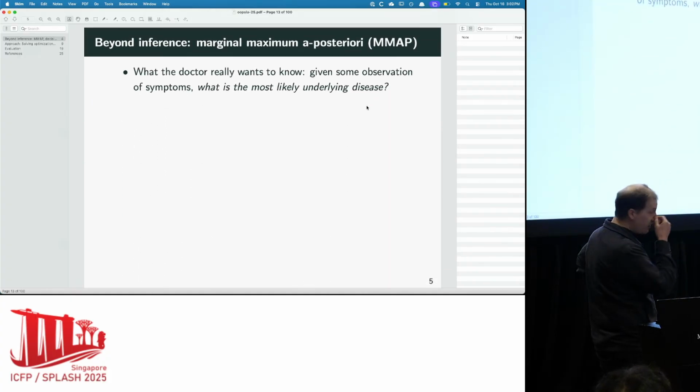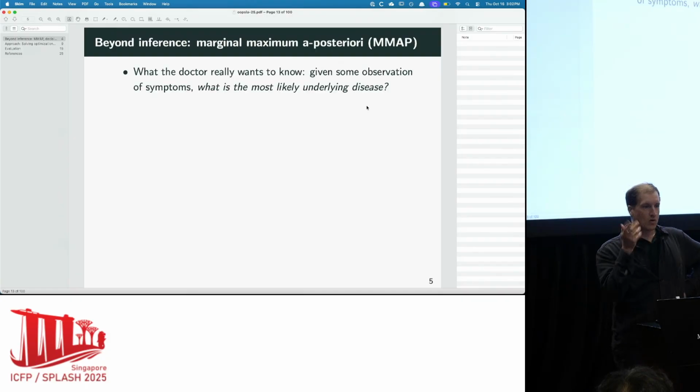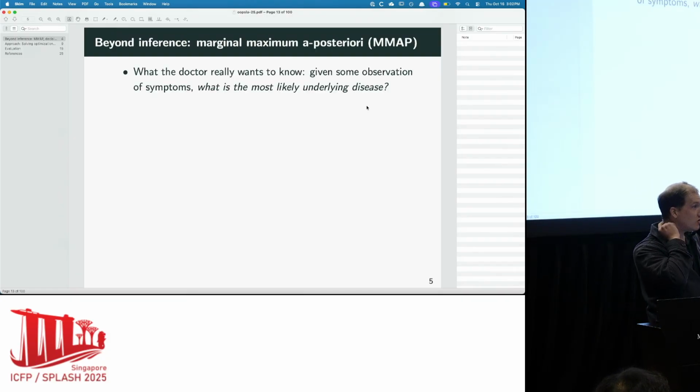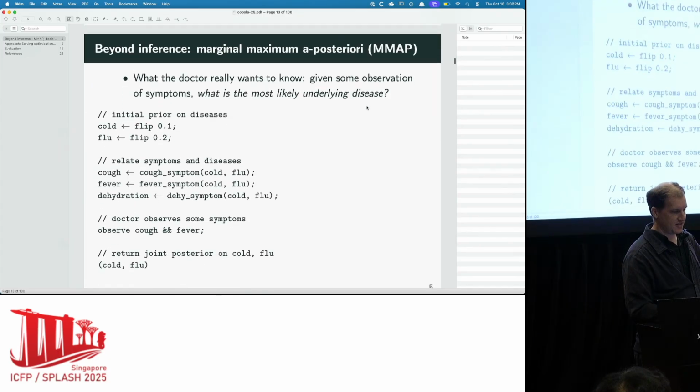So what does the doctor really want to know? Given some observation of symptoms, what is the most likely underlying disease? They want to do diagnosis. They want to know what the most likely underlying disease is.